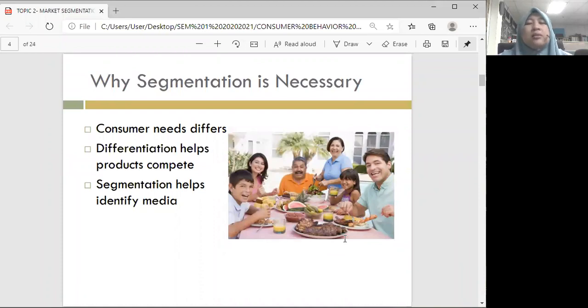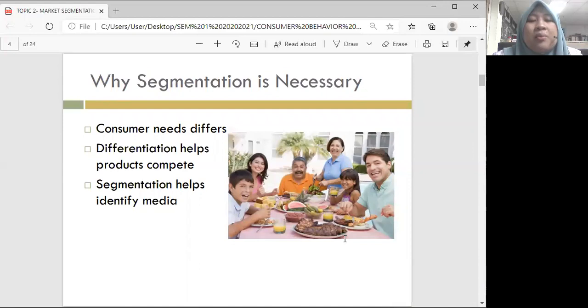Why is the segmentation process very important? Why is it important? Why does it need to exist? Of course, when we talk about segmentation, if you look at your fingers here, your fingers also have different heights and weights, right? Different sizes and different heights.